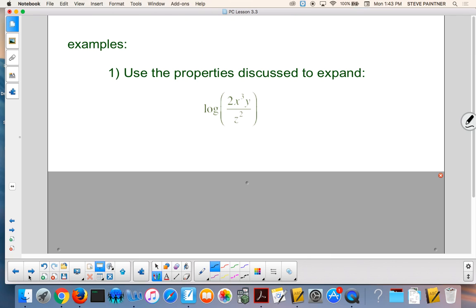Okay, next. Again, a little more practice. Would you please expand this one out? Now you know property 3. Property 3, you're going to change it a little bit. Go ahead, do it.